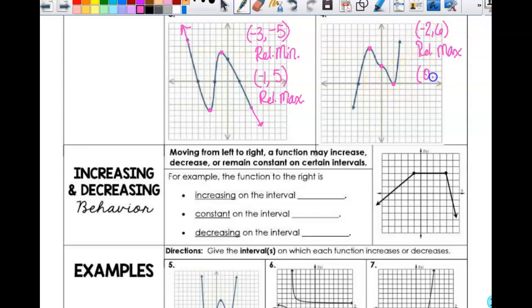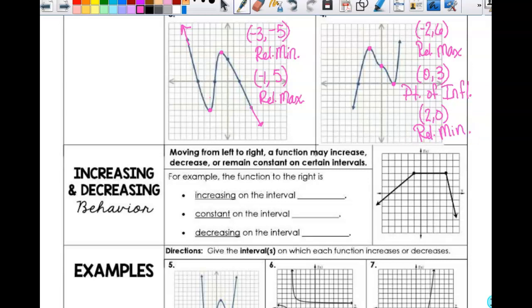Then we have a point at 0, 3. That's not a maximum or a minimum. That's where it changes its shape, where that little wiggle is. What's that called? It's what cubic functions have. Point of inflection. Very good. This is a point of inflection. And then we have a point at 2, 0. That's a minimum. What kind? Relative. So a relative minimum.